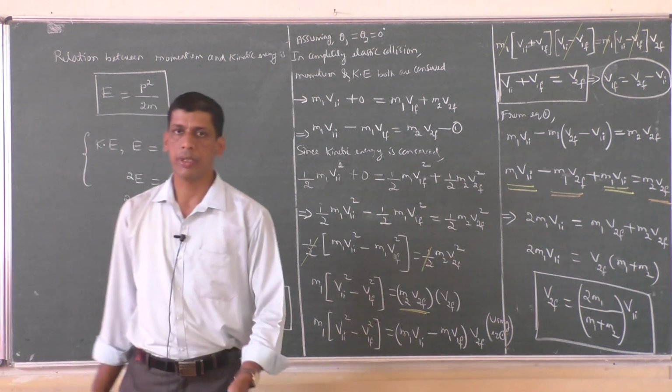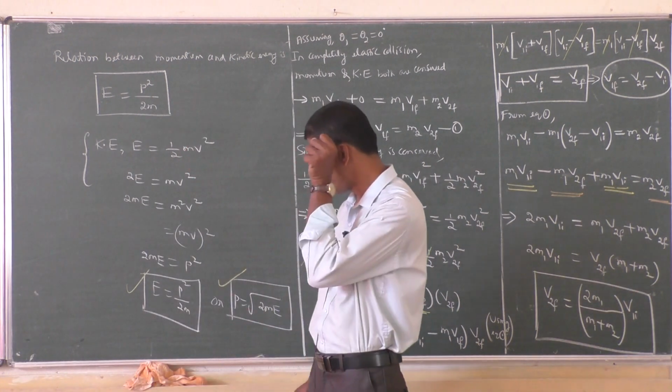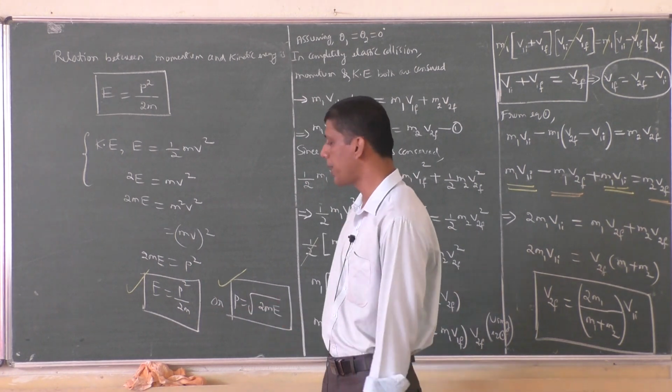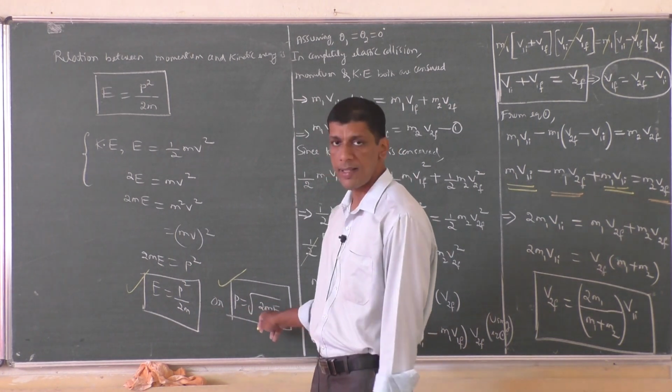So the relationship between the kinetic energy and momentum is given by E is equal to p square by 2m, or p is equal to square root of 2mE. You will need this formula in the entrance exam.